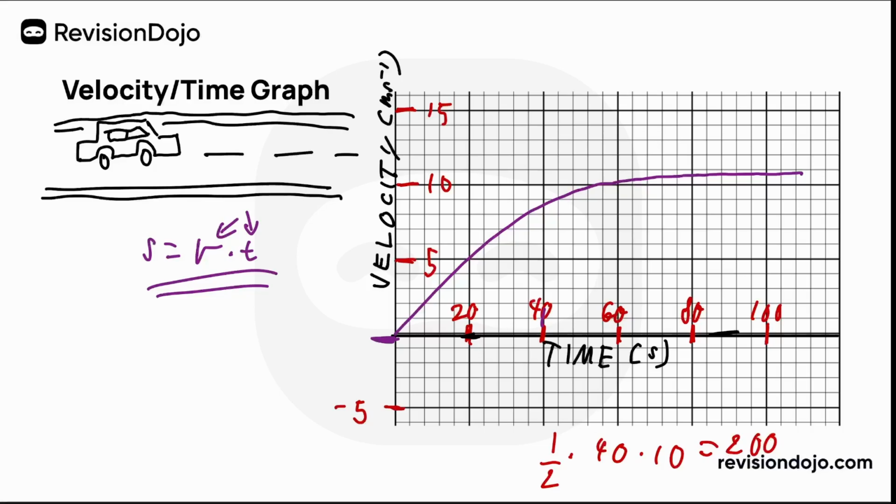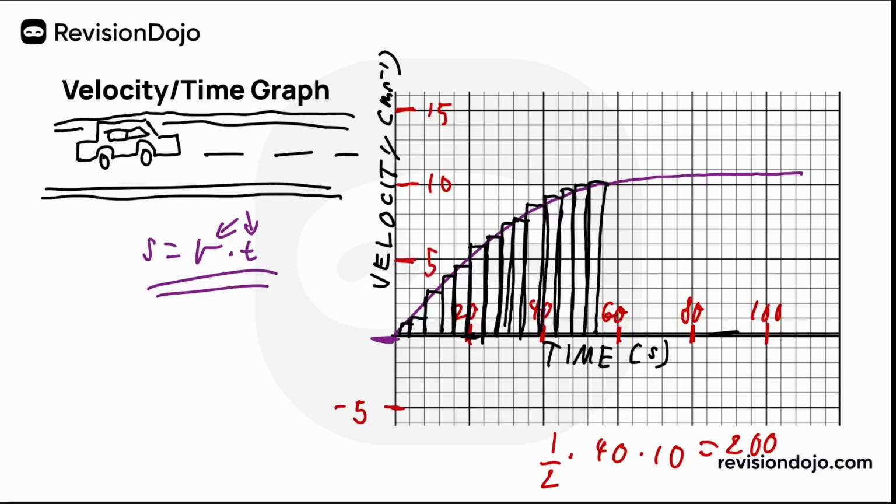So you divide the curve into small rectangles that approximate the shape of the curve. Etc., etc., etc. Then you just find the area of all of those rectangles and you add it together. And that's how you find an approximation of the displacement with a curved graph.